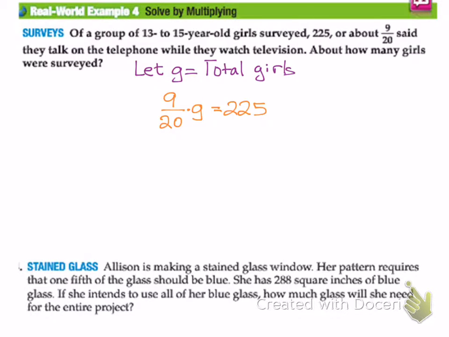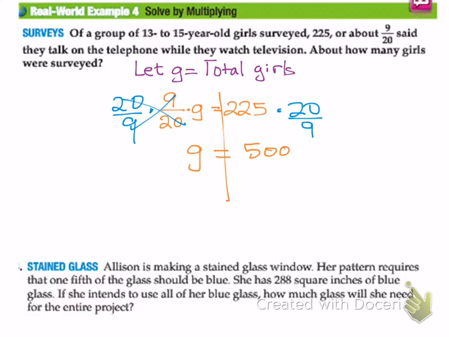So pause the video again, take a minute to solve it. If you multiply both sides by the reciprocal, 20 over 9, you should have gotten G is equal to 500. And since this is a word problem, you need to make sure you give the units. 500 total girls were surveyed, or you could just say 500 total girls.